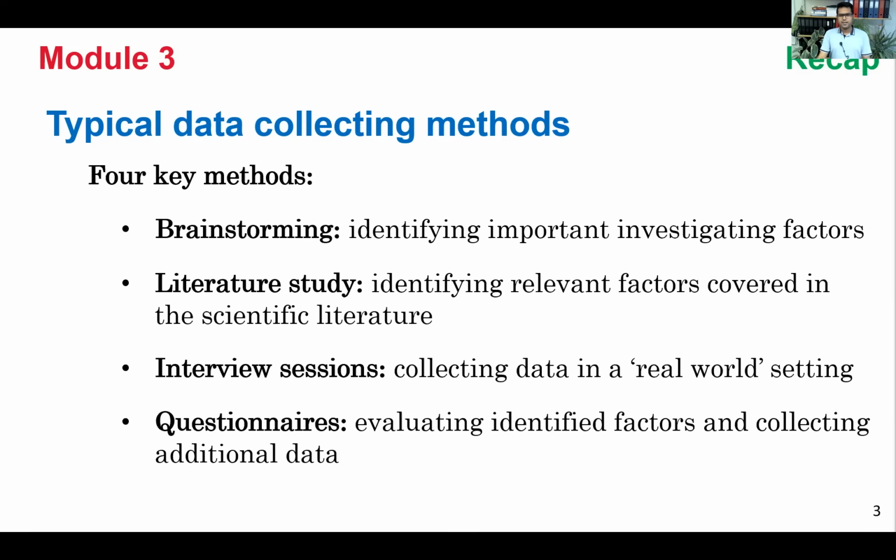Through brainstorming, researchers can identify the important investigating factors, whereas a literature study provides a summarized version of the relevant factors covered in a scientific publication. Interview sessions are conducted for collecting data in a real-world setting, whereas questionnaires are used for evaluating the inspecting factors and collecting additional data related to the inquiry. Please consult module 3 for detailed discussion on these data collecting methods.